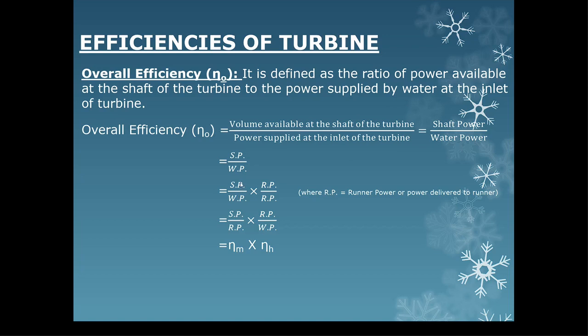Once again, we write this as shaft power by runner power into runner power by water power. We are just changing the position of the runner power here, and we are taking the water power here. So this becomes our mechanical efficiency and this becomes our hydraulic efficiency. Overall efficiency can also be written as the product of mechanical efficiency and hydraulic efficiency. So this is all about turbines and efficiencies.